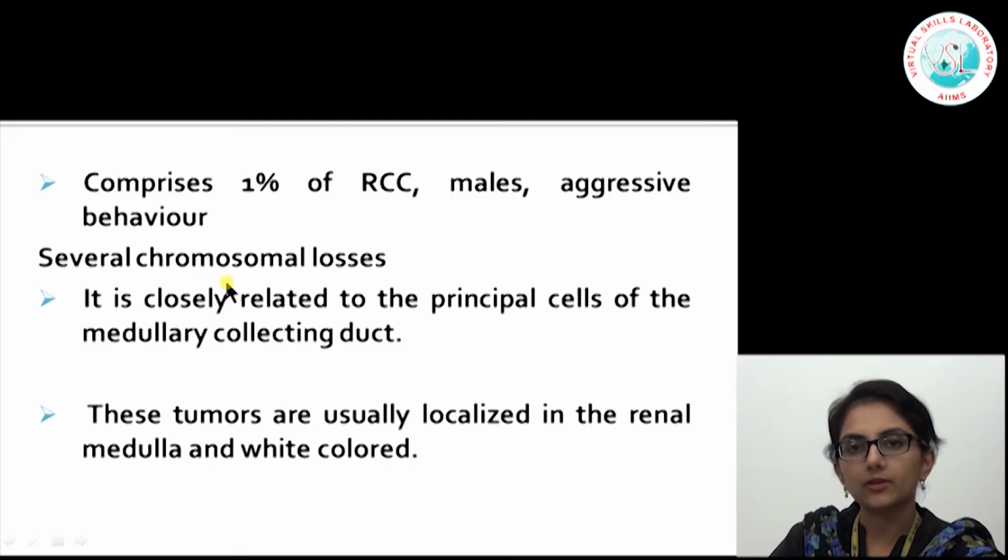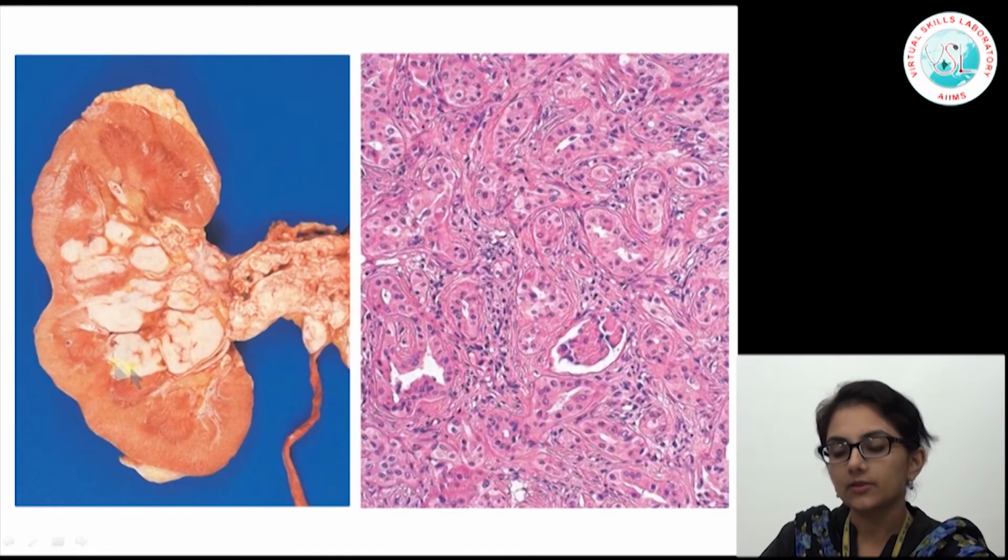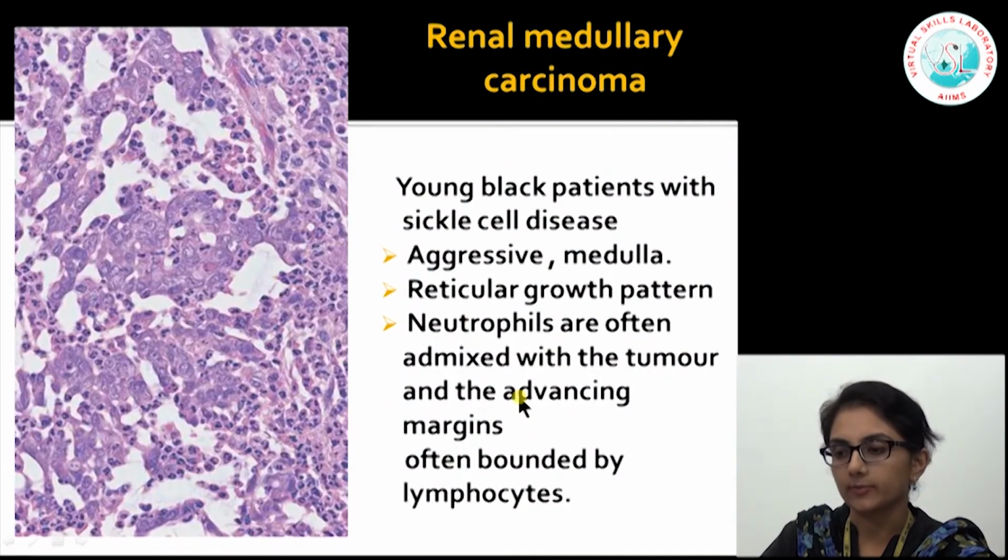Again, it can show several chromosomal losses, but nothing very specific. It tends to arise from the principal cells of the medullary collecting duct, and therefore it tends to have a gross appearance which is limited to the medulla. As we can see here on the left in this gross picture, we have a more solid appearing tumor which is localized to the medulla. And if we look at the microscopic appearance, we see these ductal structures lined by high-grade nuclei associated with a marked inflammatory infiltrate as well as a desmoplastic response.